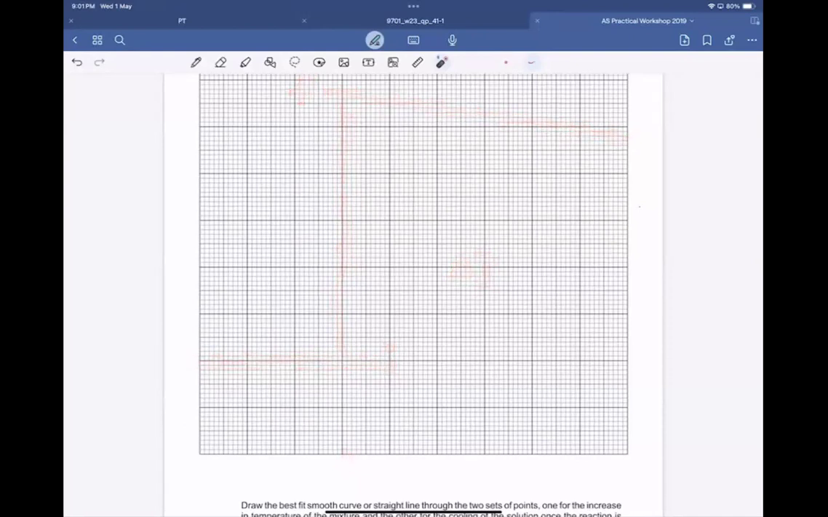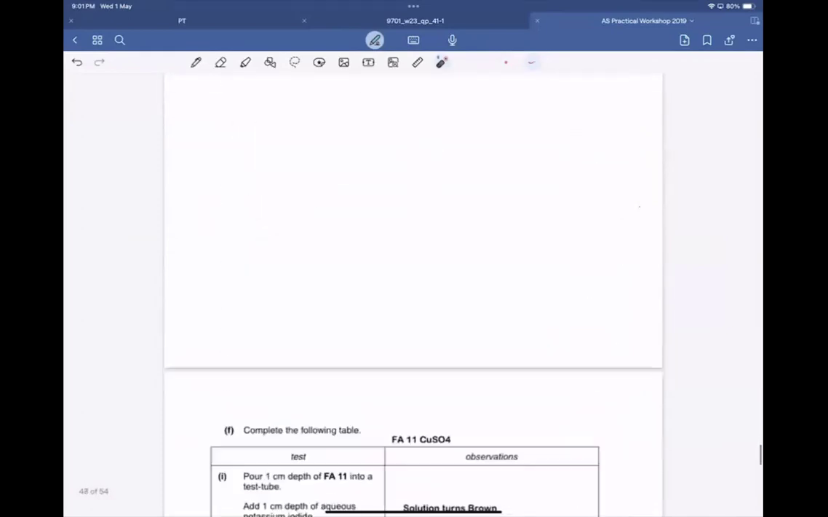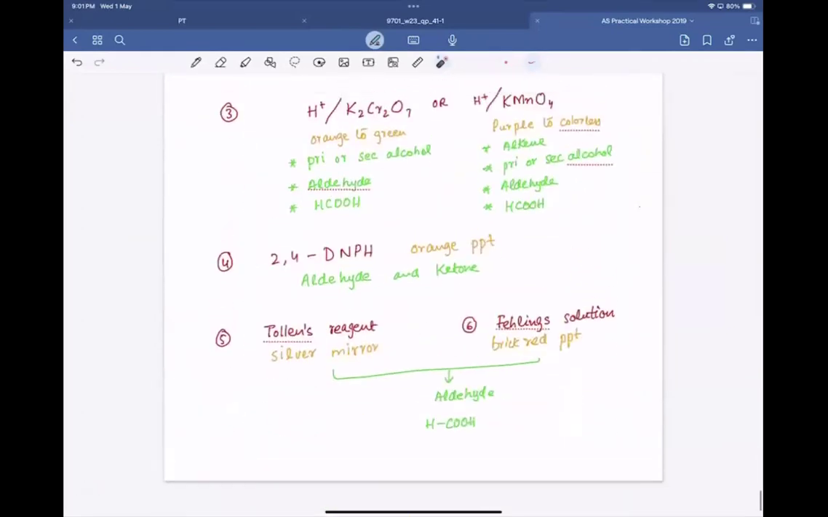Okay. So do go through the salt analysis and organic analysis, and these tests for the organic compounds that I have mentioned over here in the last.